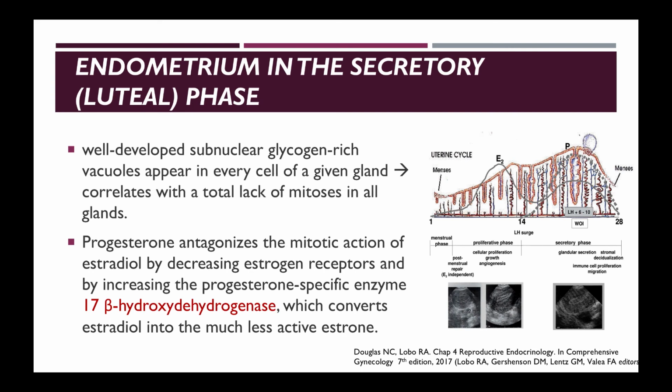So remember, during the first half of the menstrual cycle, or what we call the proliferative phase, the endometrium increases in thickness. In the second half of the menstrual cycle, or the secretory phase, the endometrium does not increase in thickness, because progesterone antagonizes the mitotic action of estradiol.